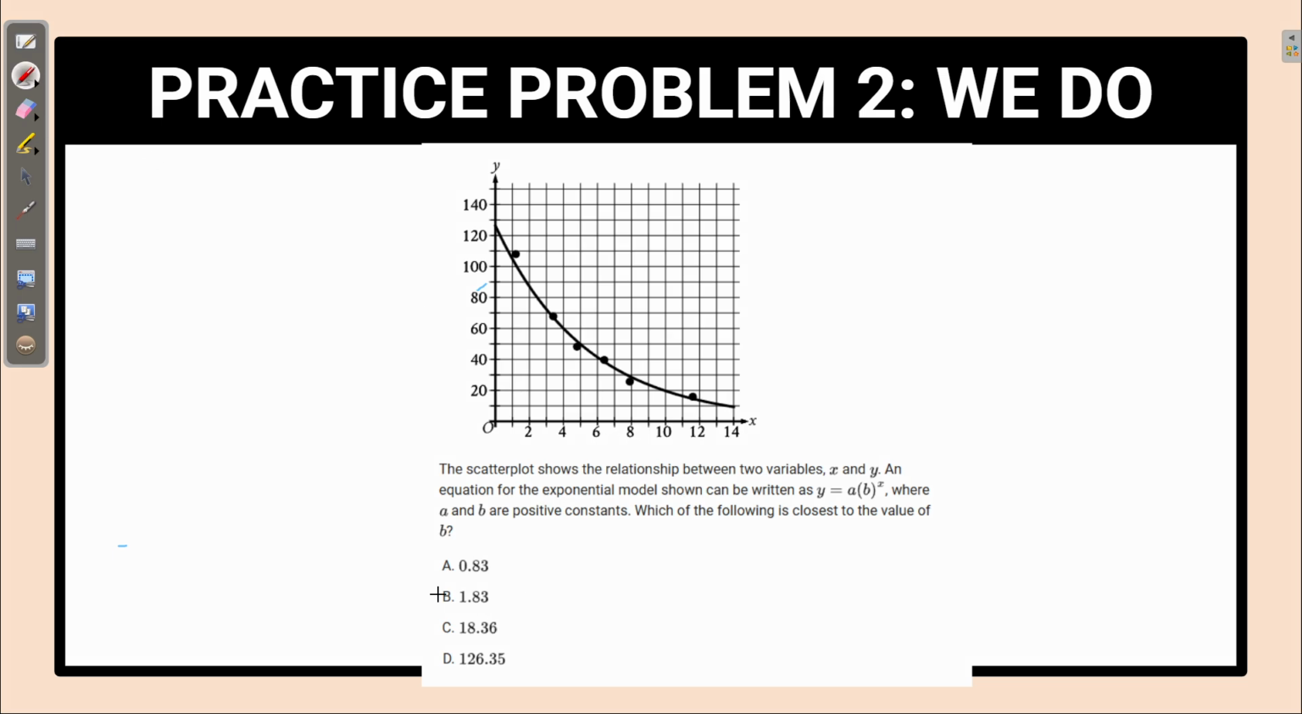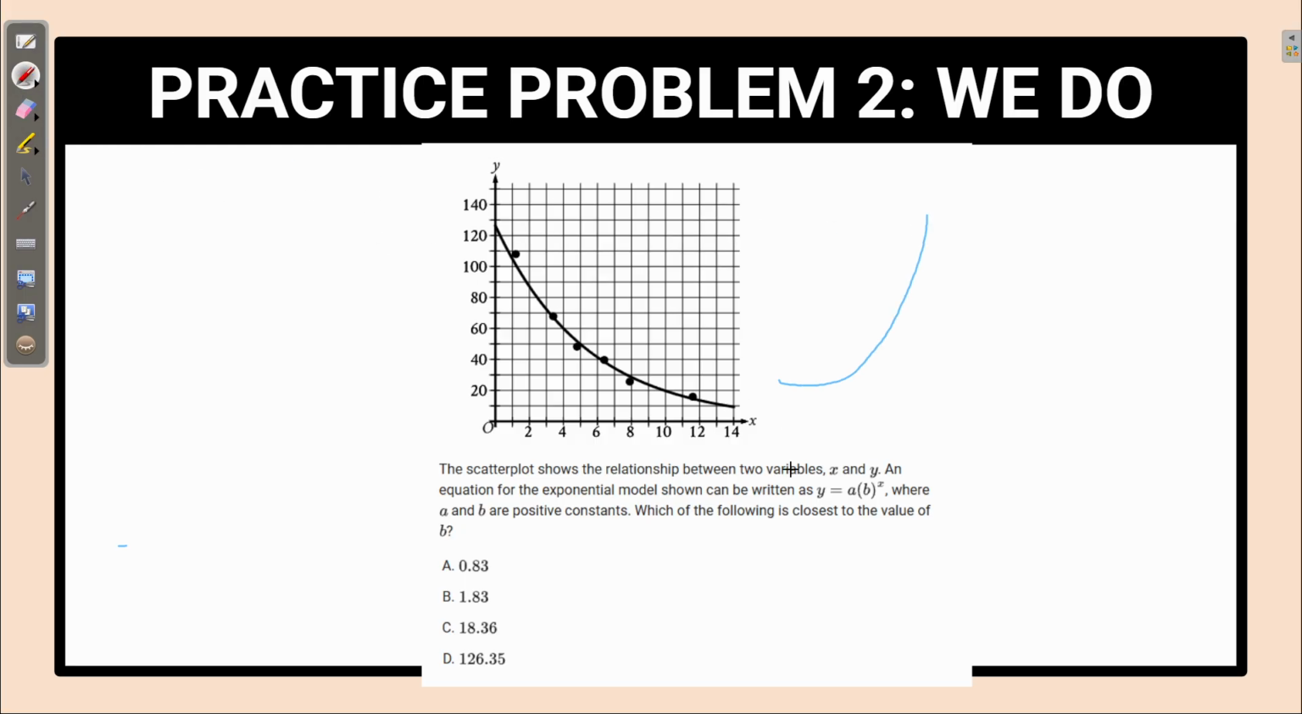Well, immediately what you can sort of notice here is that 3 of these are numbers above 1, and 1 of them is below 1. Now, for this, you kind of got to know how exponential graphs work. If b is above 1, then the graph is going to sort of increase like this.